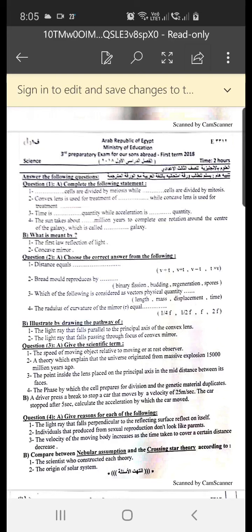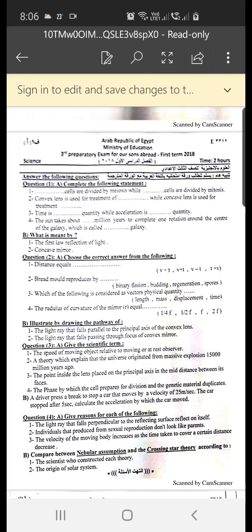Science. Question number 1. Complete the following statements. Reproductive cells are divided by meiosis, while somatic cells are divided by mitosis.